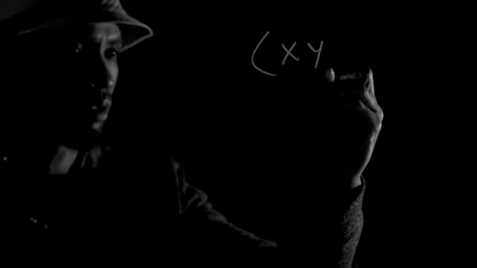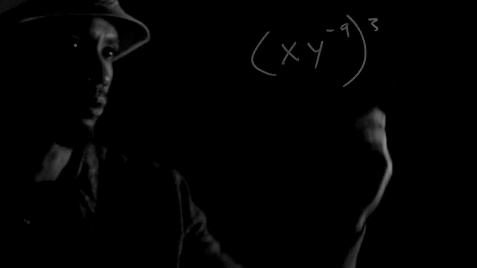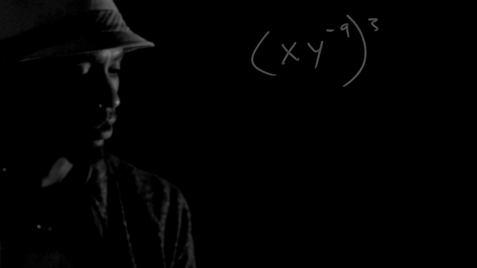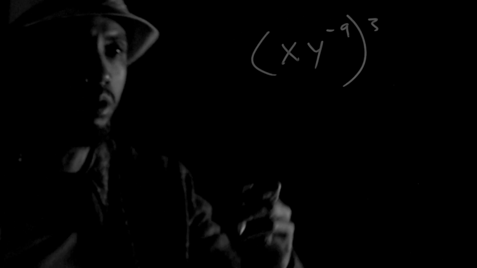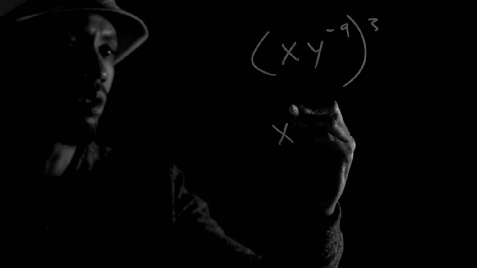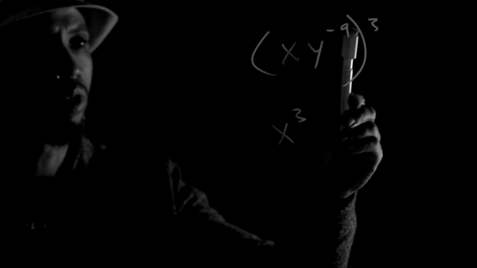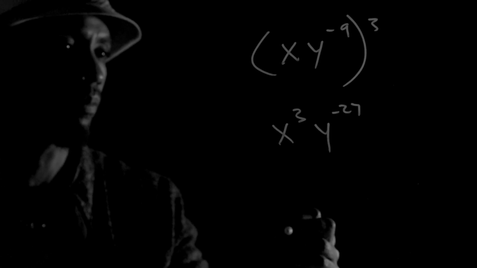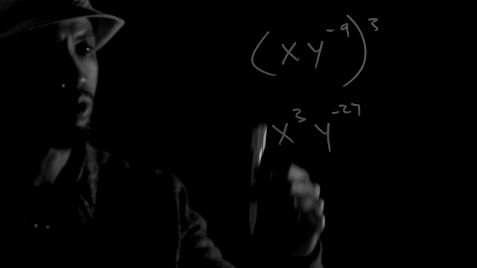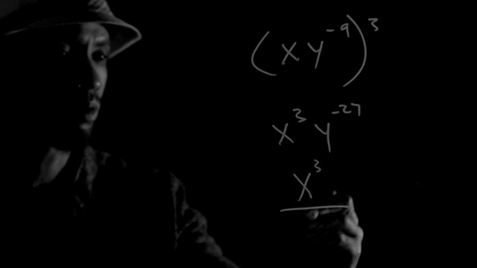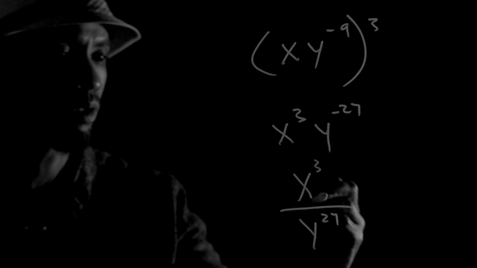x, y raised to the negative 9th, all of that raised to the 3rd power. We're definitely going to be using our power rule here. This shouldn't take too long. This is a 1, this is a 3, and the power rule says to multiply, so that's 1 times 3, which is 3. And this is a negative 9 times a 3, which is negative 27. And then we could not stop there because that's negative, so you could just push that on the bottom, which would make it x to the 3rd over y to the 27th.